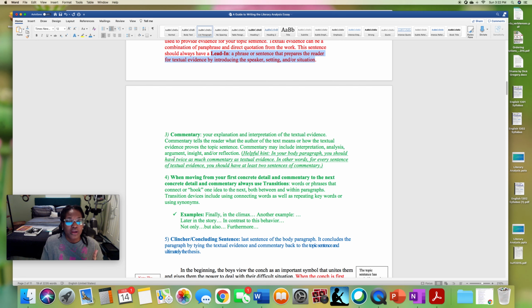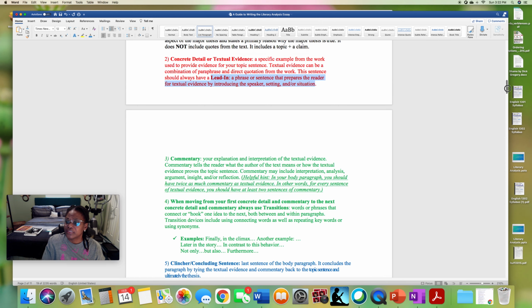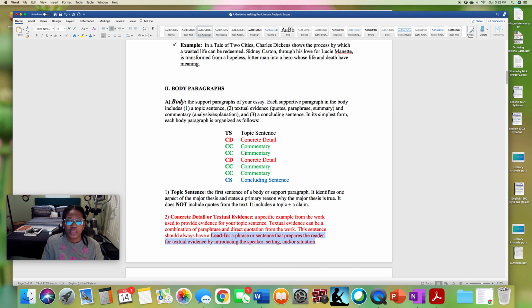Again, your commentary should be twice as long as your textual evidence. If you have 2 sentences of textual evidence, you should have 4 sentences of commentary. Okay? If you go back up and look at this formula, when you put 1 piece of evidence, you're going to have 2 sentences of commentary. If you have 2 sentences of evidence, you're going to have 3 to 4 sentences of commentary. But you're not going to stop your paragraph there after you put the first concrete detail and the commentary.